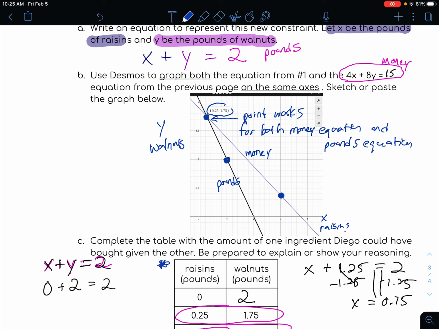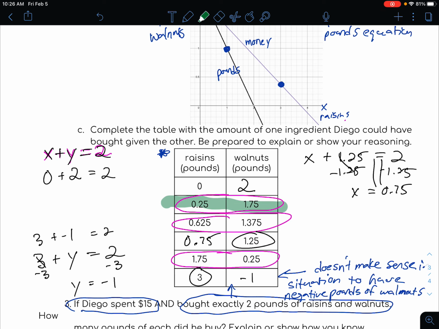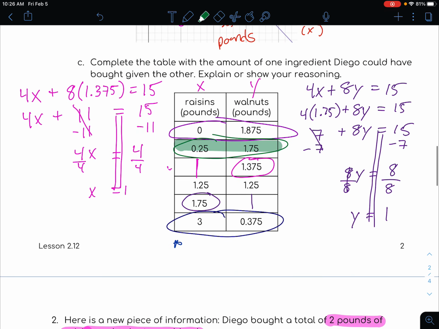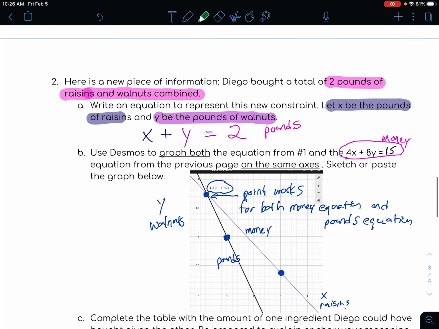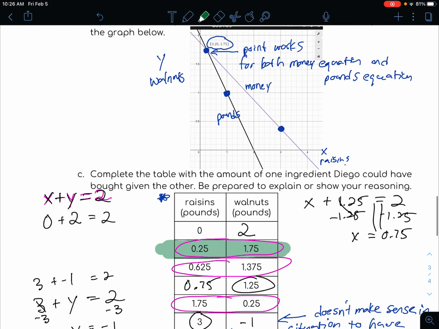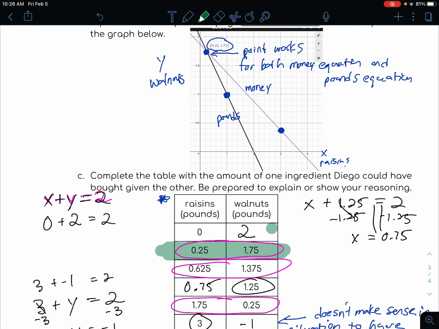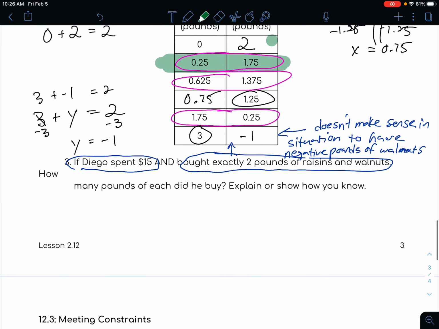So what is that point? Well, I highlighted it earlier, 0.25, 1.75, and we know that is the solution that works for both of them because we see it in both tables as well. 0.25, 1.75 is in this table for the pounds, and 0.25, 1.75 is in this table for the money related problem. And none of the rest of the points in the tables are in both tables together. Like, for instance, 0, 1.875 here, and the other one has 0, 2. So that's different. So the one that works for both of them, we should be able to see in both tables, and we can see that on the graph as well where the lines cross.